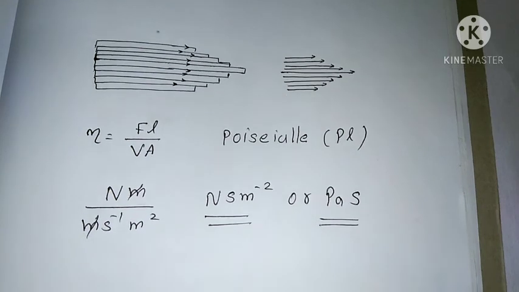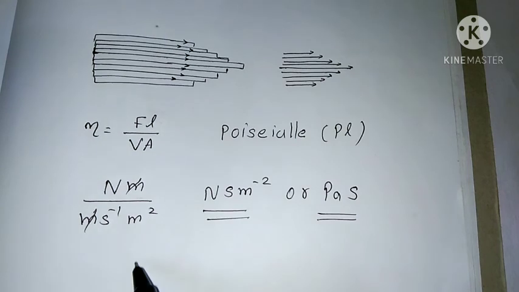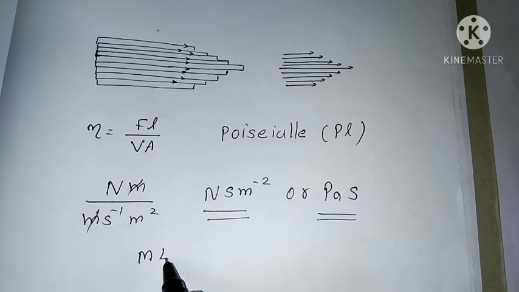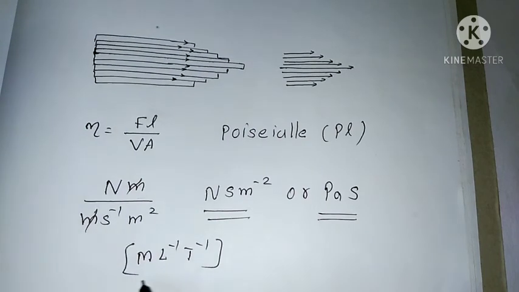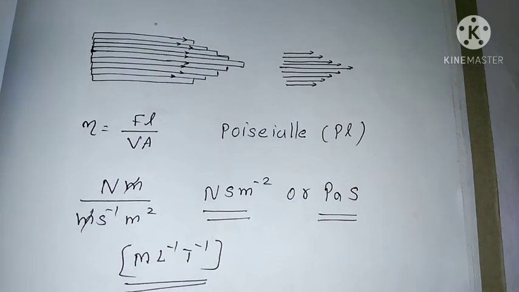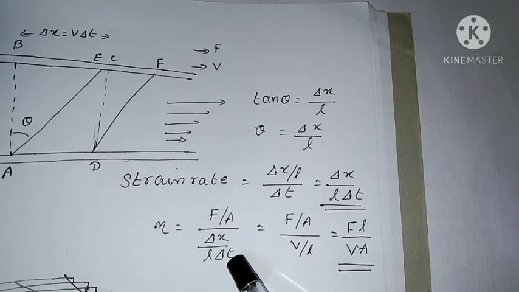Then what is the dimension? After substituting the dimension of F, L and VA, we get the dimension, that is M L raised to minus 1 T raised to minus 1. This is the dimension of coefficient of viscosity. Clear? So you studied the coefficient of viscosity. It is the ratio of shearing stress to the strain rate.